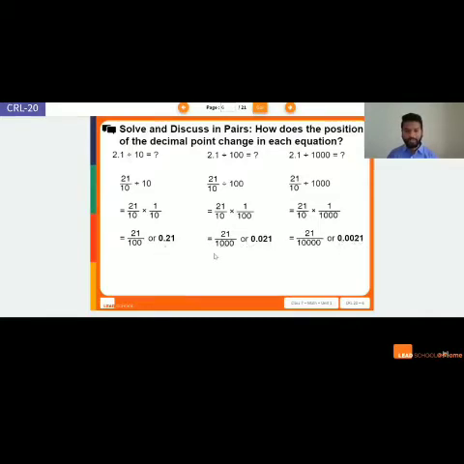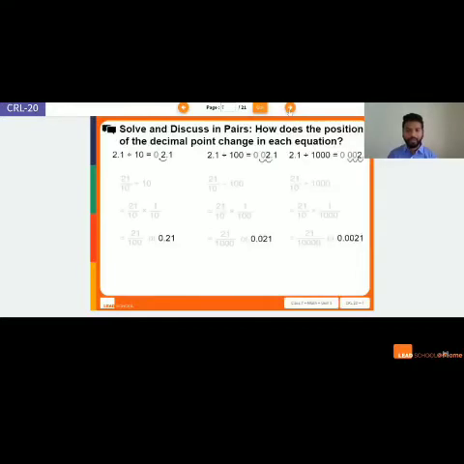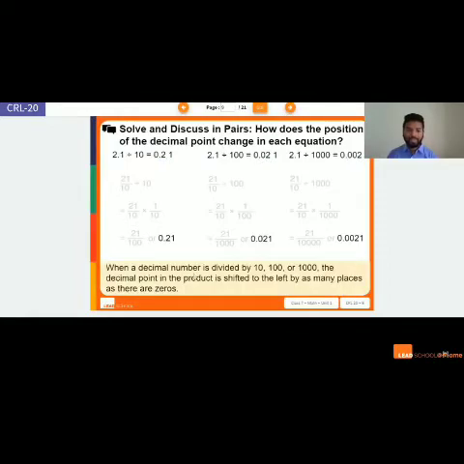Can you observe any trend? When there are two zeros, the decimal point moved by 2 points. Alright. When there are three zeros, the decimal point moves 3 points. When there were 4 zeros, decimal point moved by 4 points from my right to my left. Alright, you see? So, when a decimal number is divided by 10, 100 or 1000, the decimal point in the product is shifted to the left by as many places as there are zeros.